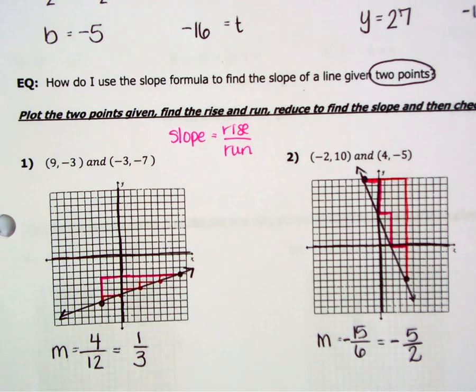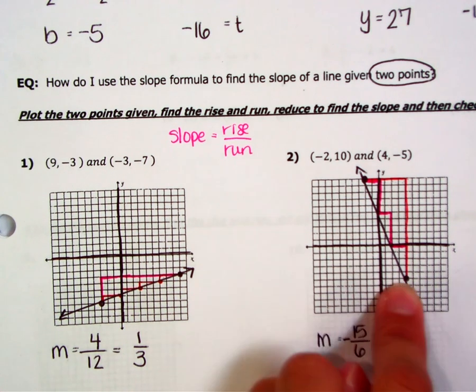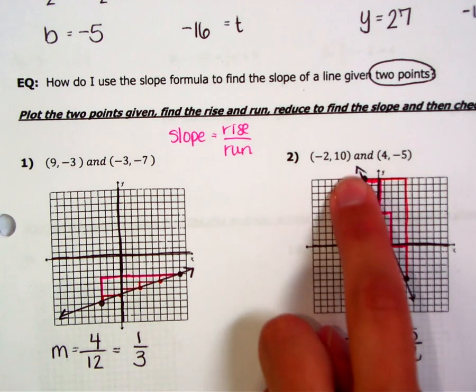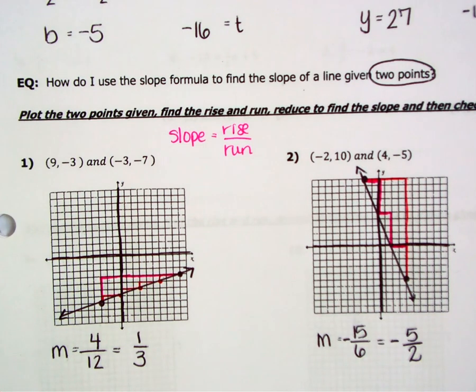So basically, we've just proven that in order to find slope, you only need to have 2 points. It can be any 2 points on the line. It can be the very bottom one and the very top one, or any points in between. And you should get the same thing as long as you're able to reduce.